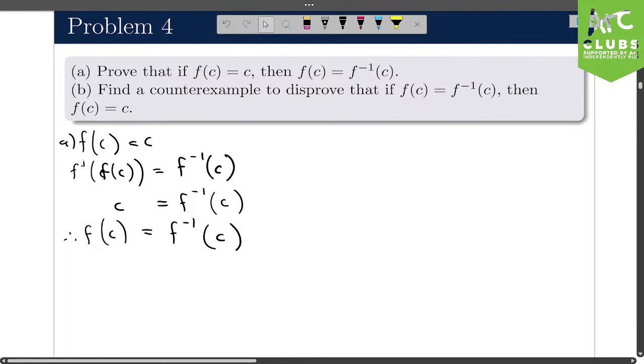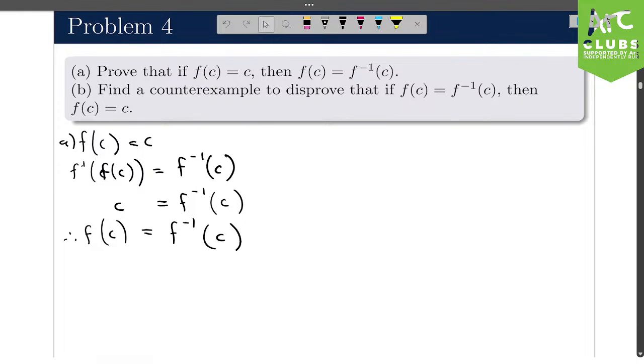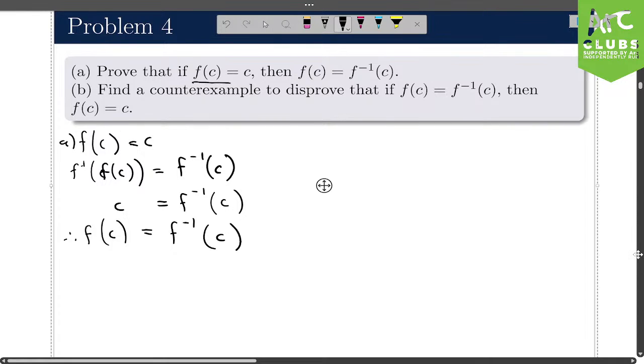So which step are you looking at? Which line? Second line. So what we've started with is what we've actually been given in the question, right? We're given that f of c equals c. And we're asked to derive that consequently f of c is equal to inverse f of c, right? So we start with what we're given.